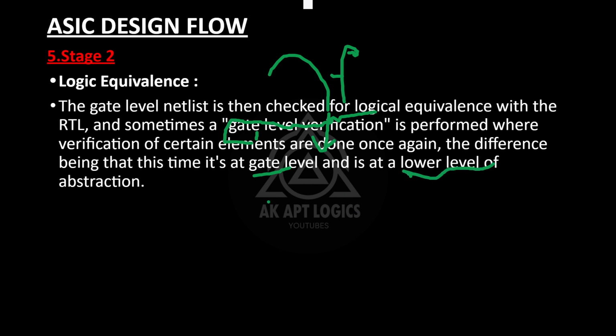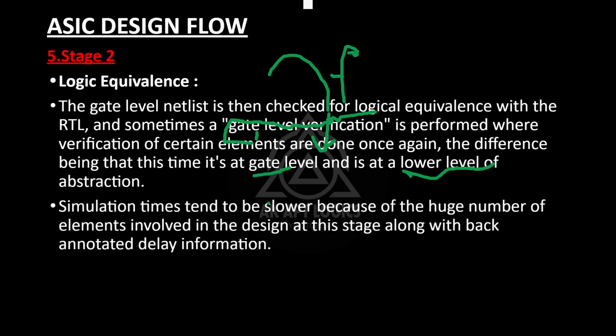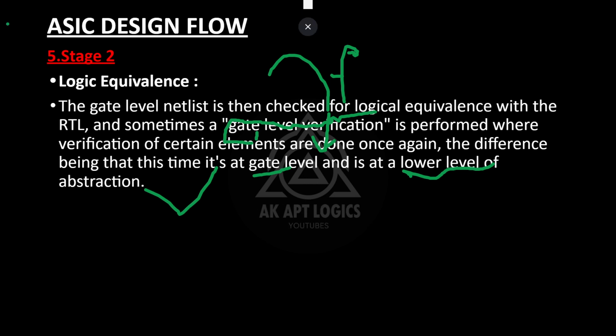Simulation times tend to be slower because of the huge number of elements involved in the design. There will be hundreds of signals, along with back annotated delay information. There are so many delays. Whereas in a C program there are no delays, right? But in Verilog there will be delays.